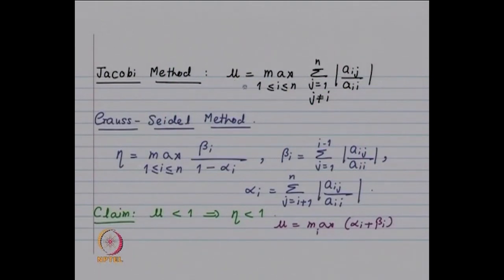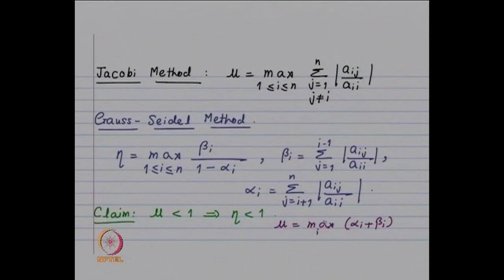So, this is a sufficient condition for convergence in the case of Gauss-Seidel iterates. Now, next we want to compare this sufficient condition with the sufficient condition which we had obtained in case of Jacobi iterates. For the Jacobi iterates, the condition was mu, which is the maximum of summation j goes from 1 to n of modulus of a I j by a I I, maximum taken over 1 less than or equal to I less than or equal to n. This mu should be less than 1. For the Gauss-Seidel method, we have eta should be less than 1, where eta is defined in terms of beta i's and alpha i's. And our claim is that mu less than 1 will imply that eta is less than 1. In fact, we will show that eta is going to be less than or equal to mu.